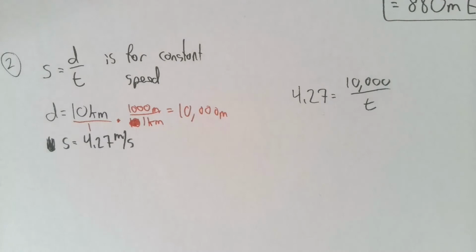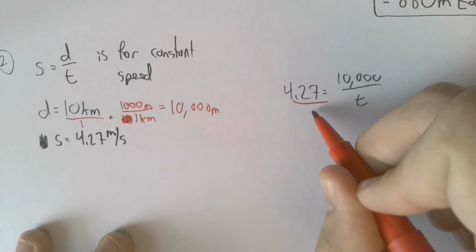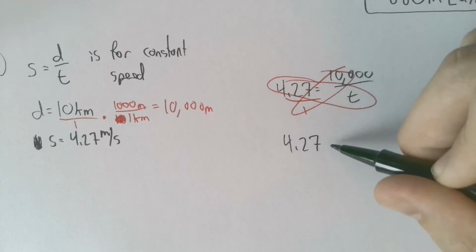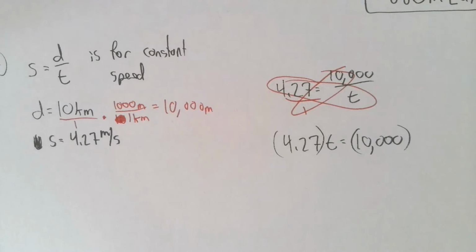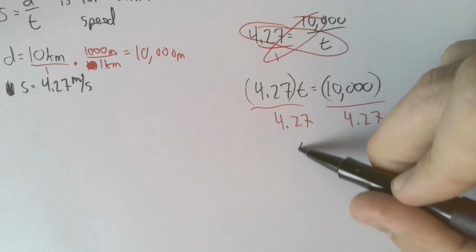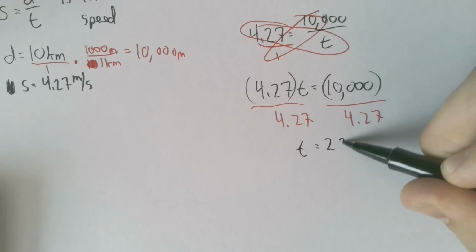If you don't know what to do after plugging the numbers in, I recommend coming into office hours so we can practice algebra together. Because you need to be an expert at algebra for the rest of the semester, the rest of the year. To solve for t, we cross multiply. Looks like it's 4.27t equals 10,000. We'll divide by 4.27 on both sides. And the time is 2:34:02.